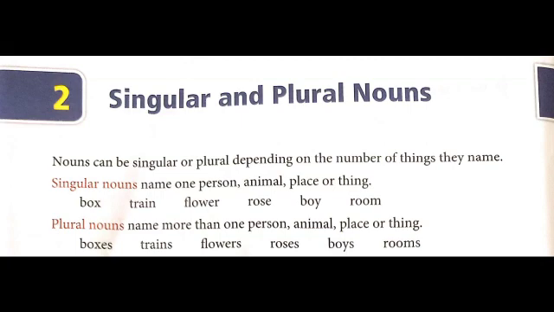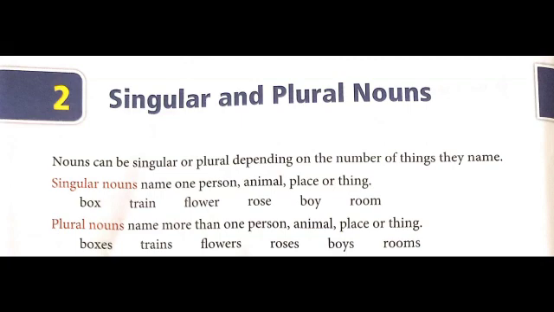Next, move to plural nouns. Plural nouns always denote many, more than one, two, or many. They name more than one person, animal, place, or thing. For example, boxes, trains, flowers, roses, boys, rooms.